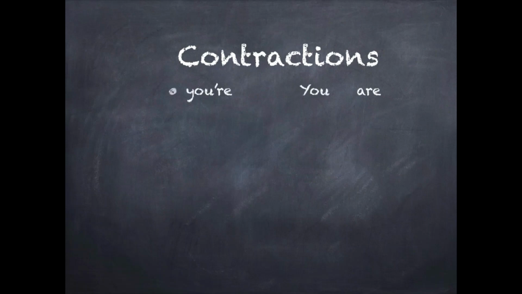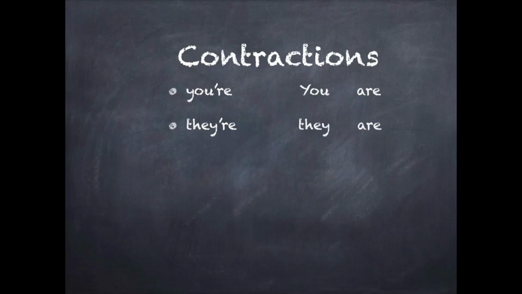All right, so let's take a look at some contractions that are on your list. We have your, which is made up of you are. So whenever I'm doing the writing, and I want to make sure I have the correct your, if you cannot put you are in place of this contraction, well, then we have the wrong use of your. Keep that in mind. Next one is there, which is made up of they are.